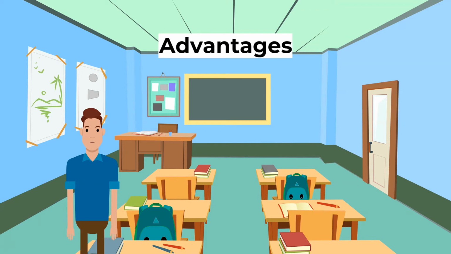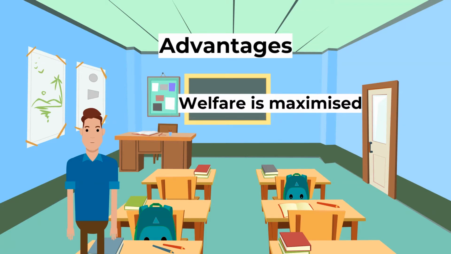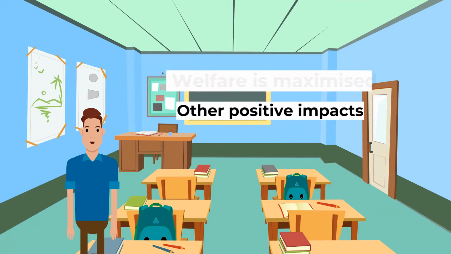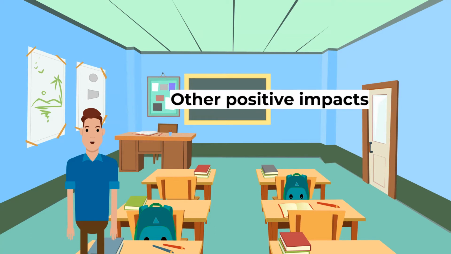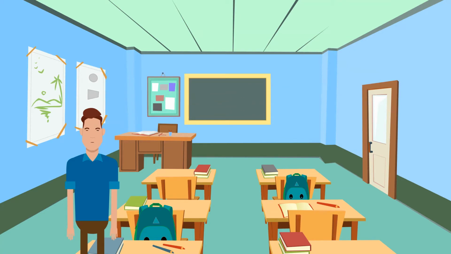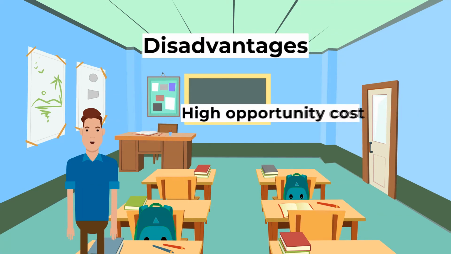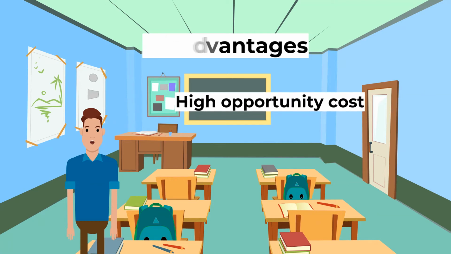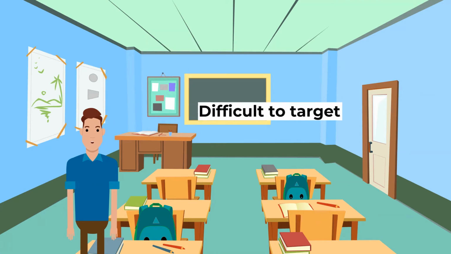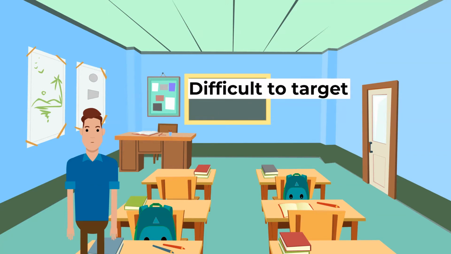Again, advantages. 1. Society reaches the socially optimum output and welfare is maximized. 2. They can have other positive impacts, such as encouraging small businesses, bringing about equality, and encouraging exports. Now, the disadvantages. 1. The government has to spend a large amount of money, which will have a high opportunity cost. 2. As with taxes, they are difficult to target since the exact size of the externality is unknown.